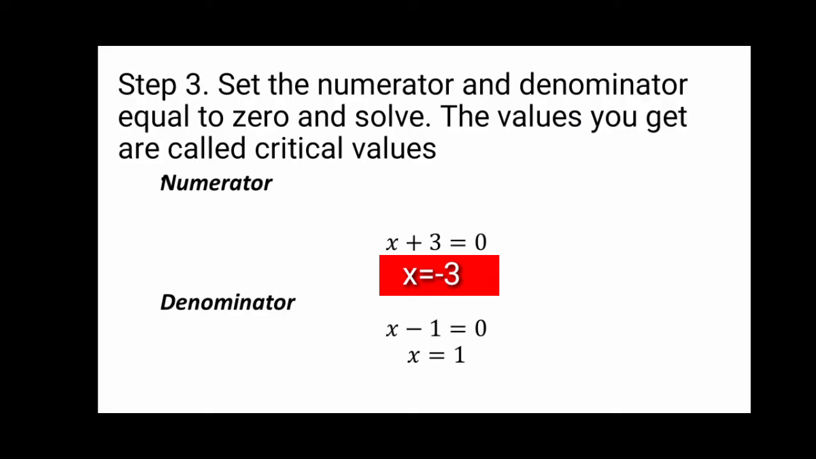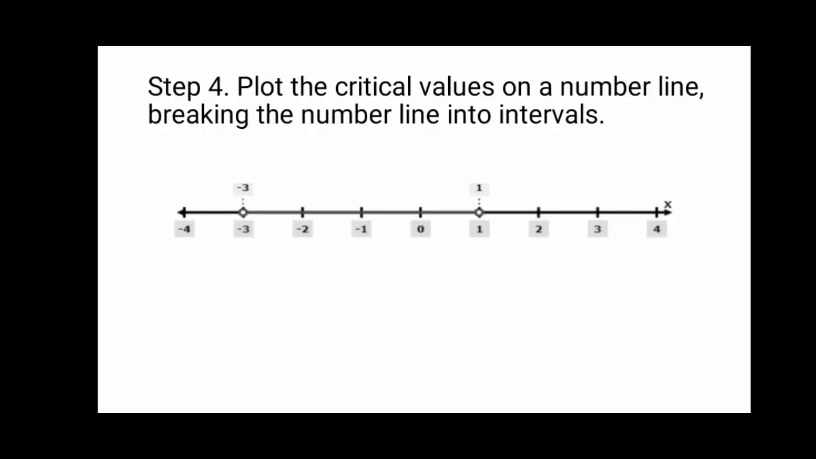For the denominator, you have x minus 1 equal to 0. Transpose negative 1 to the other side of the equation and it becomes positive 1. Therefore, your x is equal to 1. Step number 4: plot the critical values on the number line, breaking the number line into intervals. In your given, you have x equal to negative 3 and x equal to 1.